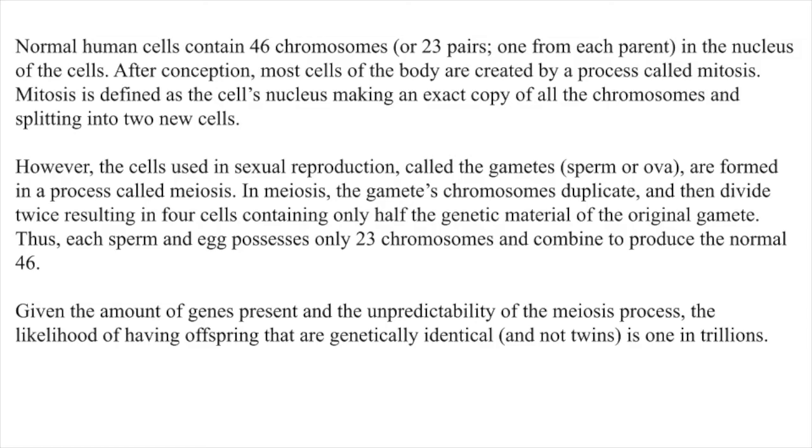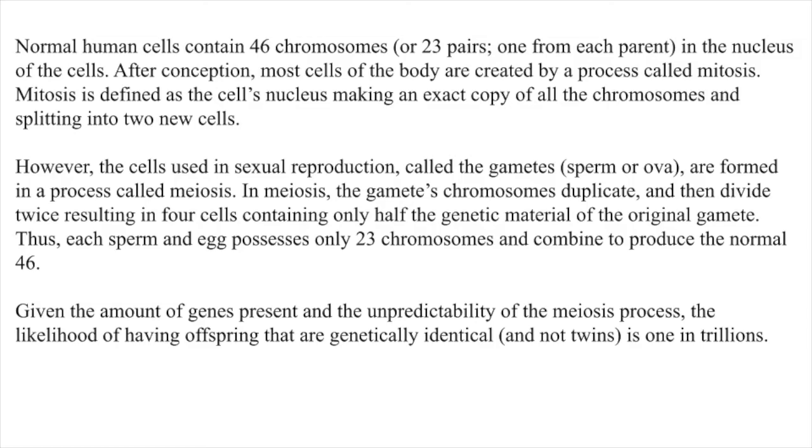After conception, most cells of the body are created by a process called mitosis. Mitosis is defined as the cell's nucleus making an exact copy of all the chromosomes and splitting into two new cells. However, the cells used in sexual reproduction, called the gametes, sperm or ova, are formed in a process called meiosis.